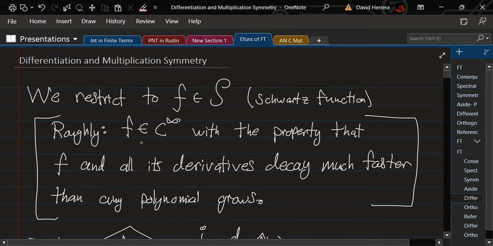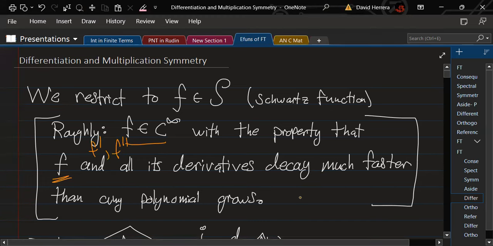These are going to be functions that are smooth, and they have the property that not only is f a rapidly decaying function, but all its derivatives are too. And what do I mean by rapidly decaying? What I mean is it decays faster than any polynomial. And what do I mean by that?